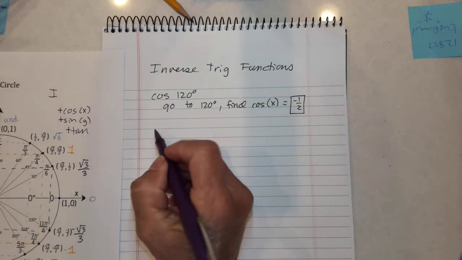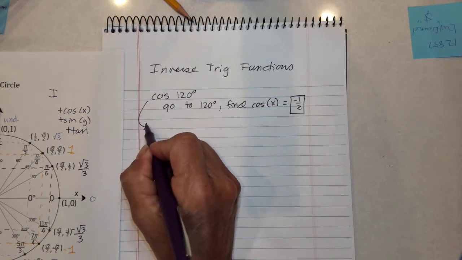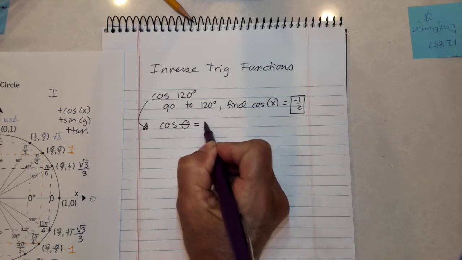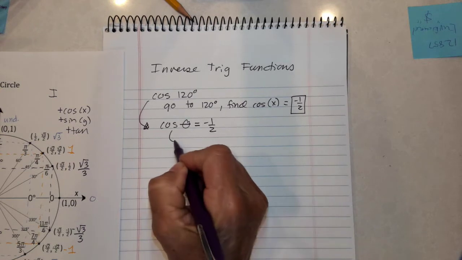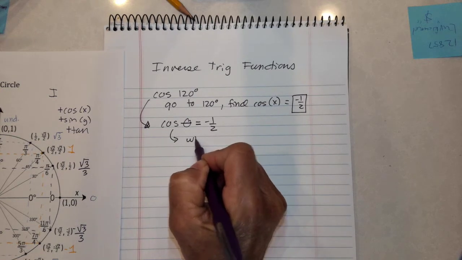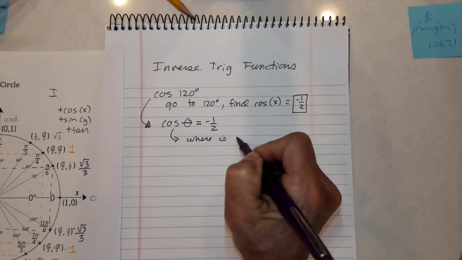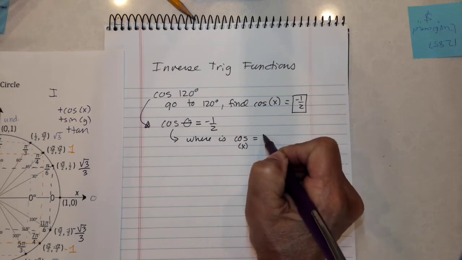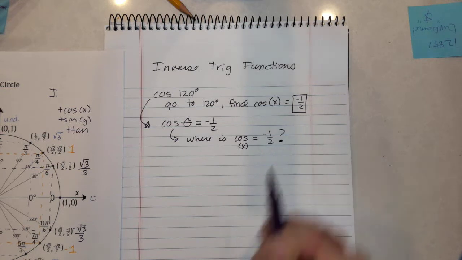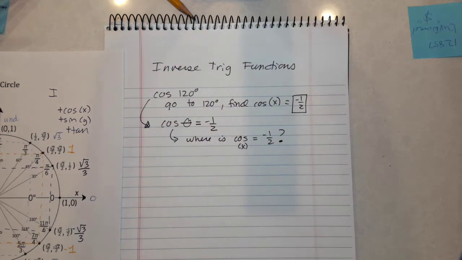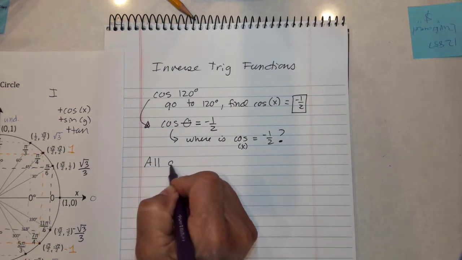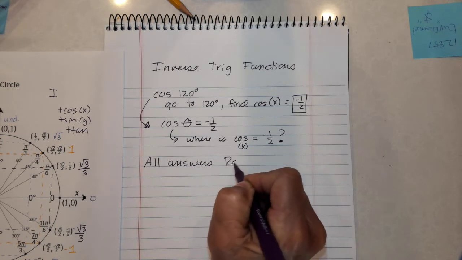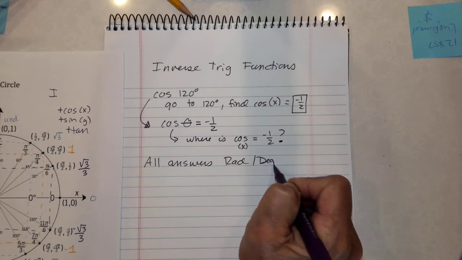The question is going to instead look like this. It's going to say cosine of what angle is negative 1/2. So this is asking me where on the unit circle is the cosine, and again, that's the x value, equal to negative 1/2. And there's going to be more than one spot. So I'm going to find all answers. I'm going to find them in radian and degree.